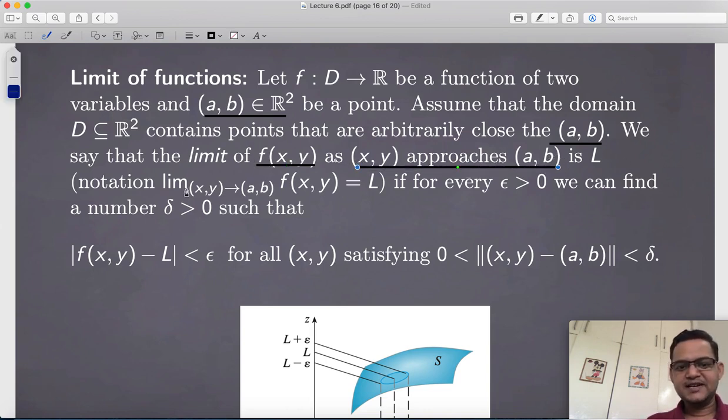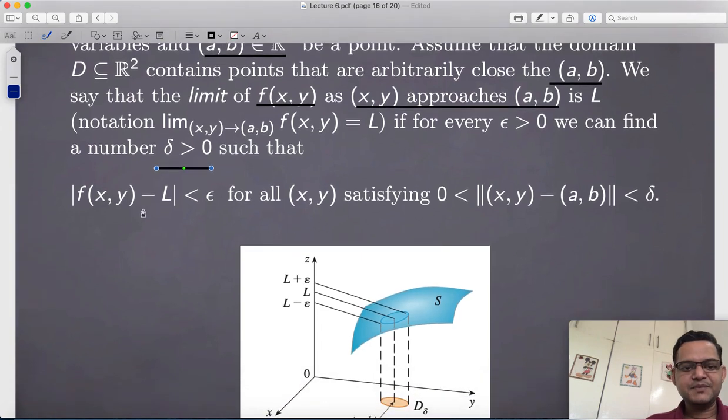In notation we will write it like this: the limit of f(x, y) as (x, y) goes to (a, b) is equal to L. This is standard notation. It holds if, for every epsilon positive, we can find a delta positive such that this happens. So what is happening here is that f(x, y) gets closer to L.